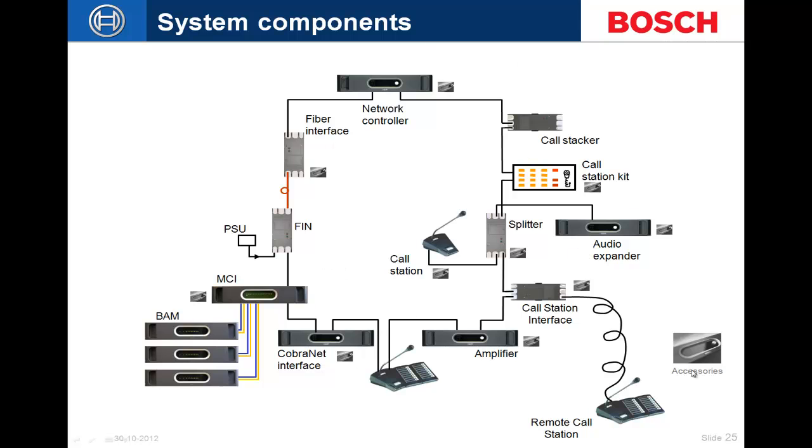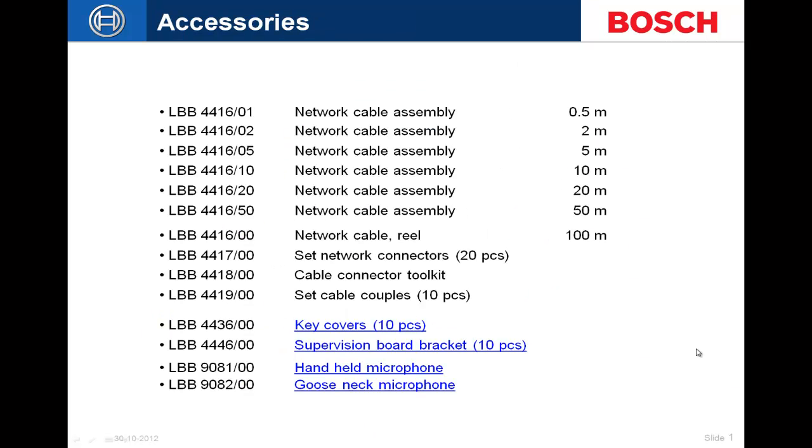system components within the Praesideo system. There are system components available. Our network cable assemblies are available in a number of different lengths. We've got a 0.5 meter, 2, 5, 10, 20, and a 50 meter spool. Keep in mind that if you've watched our network architecture video, 50 meters is the longest distance you can have in between nodes in the system.